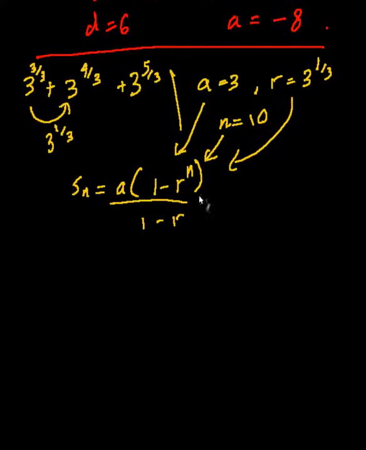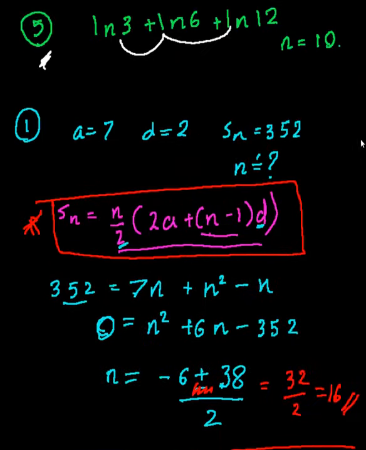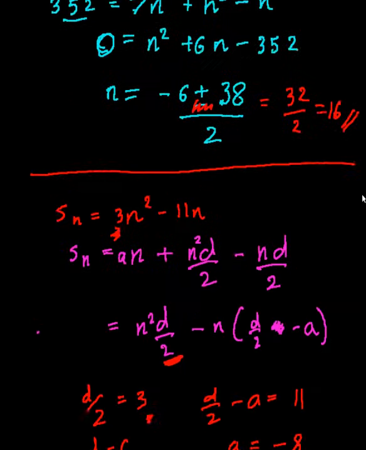The only thing I can say to be cautious about is this r to the n term, which will end up being 3 to the 1 on 3, to the power of 10. Okay, question 4, infinite sums.